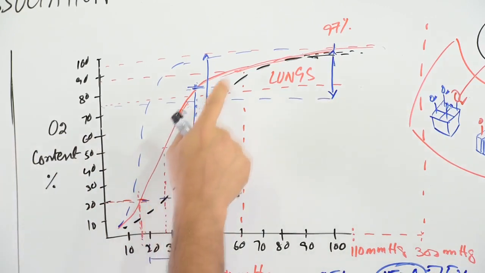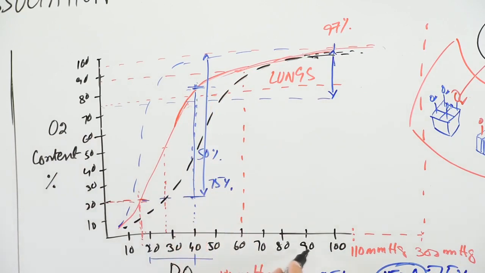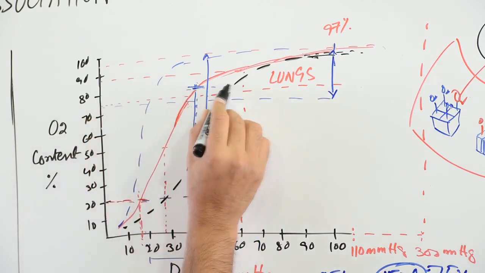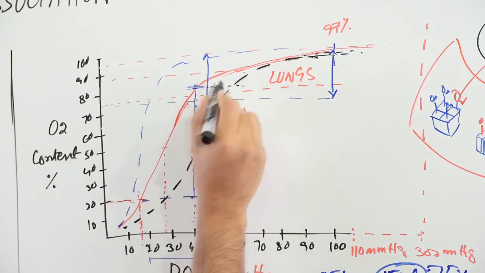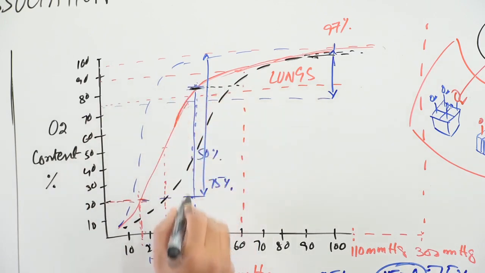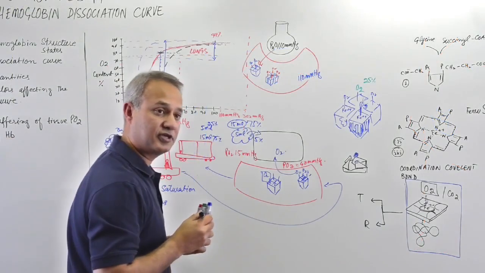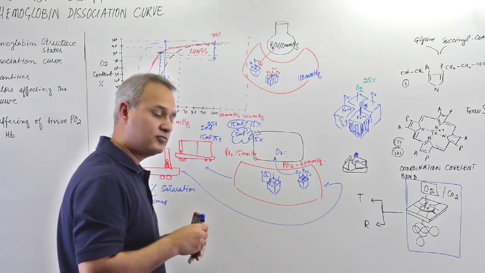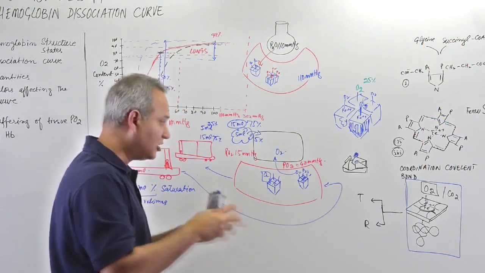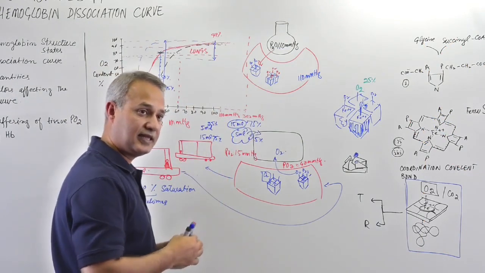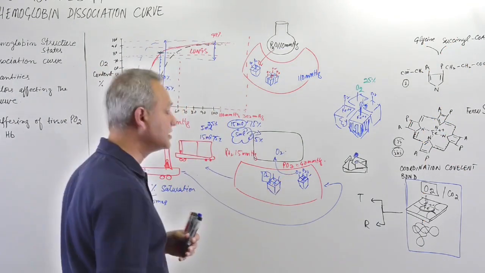Now how much unloading is happening? If you come down, let's say this one, this much was unloading before when we were at 40. Now the same amount is unloading at 55 millimeters of mercury. So tissue doesn't have to use a lot of oxygen, but it will get more oxygen. That is the effect of shifting to the right.